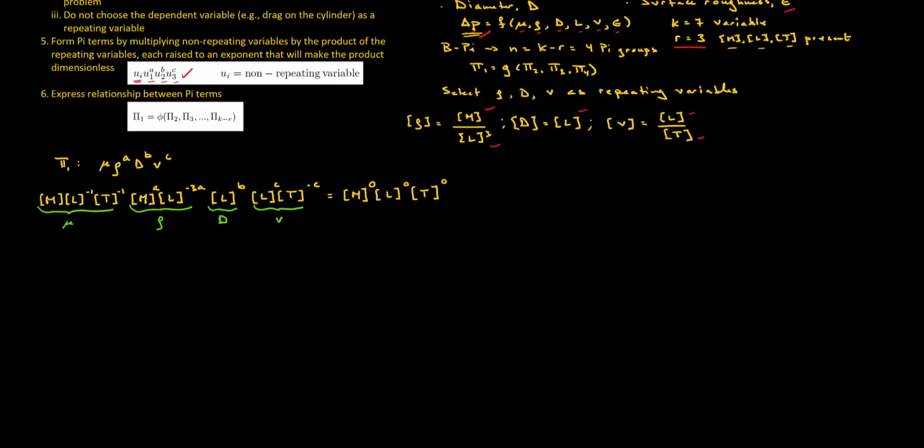And as you can imagine, equating the m, l, and t terms on the left and right-hand side will lead us to a system of linear equations. So let's look at this. Let's look at mass, for example. It appears in mu, so we have m to the power of 1. So let's just equate the exponents. So we have 1 plus a, which appears in the density here. We have a is equal to 0.